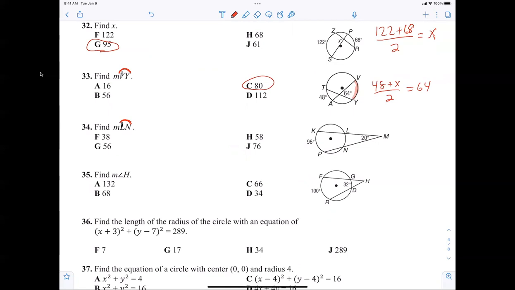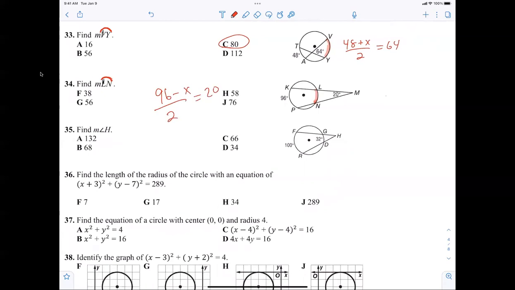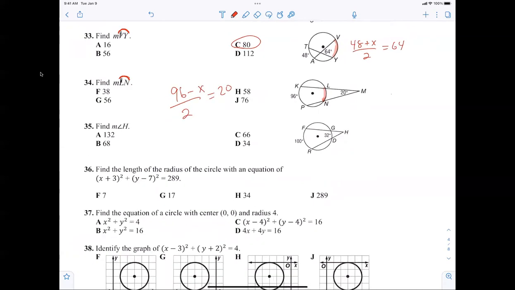All right, now it's on the outside, correct? So now it's just going to be what? 96 minus the unknown divided by 2 equals 20. Everybody agree with that? So now we know it's what? I think it's 56. Everybody's good? And angle H, of course, then would be what? 34.